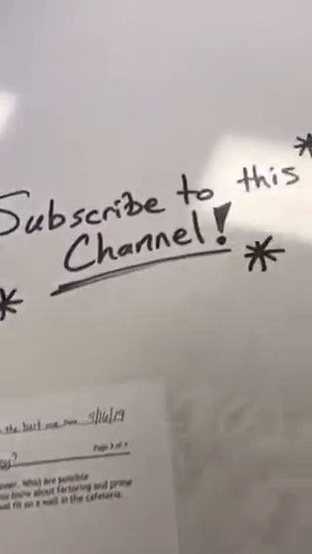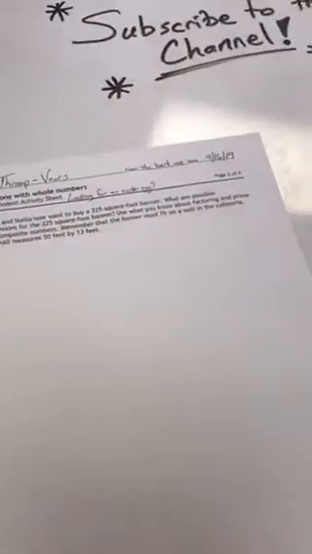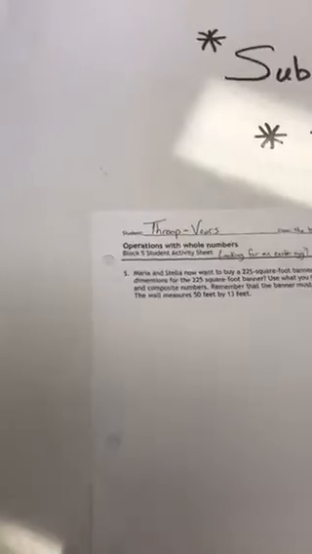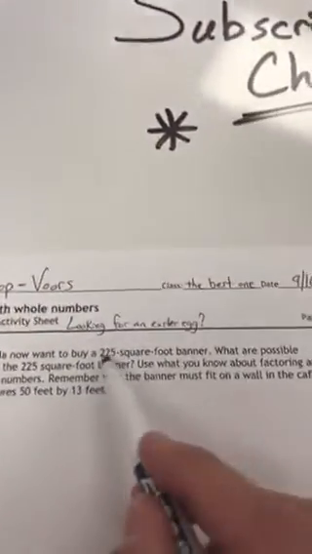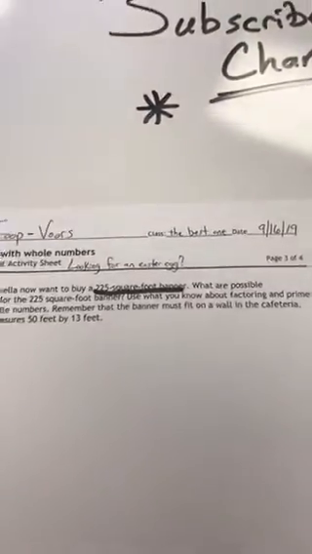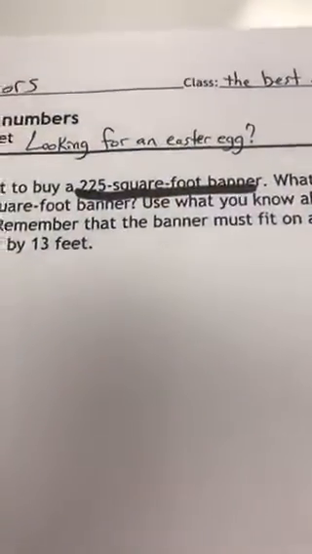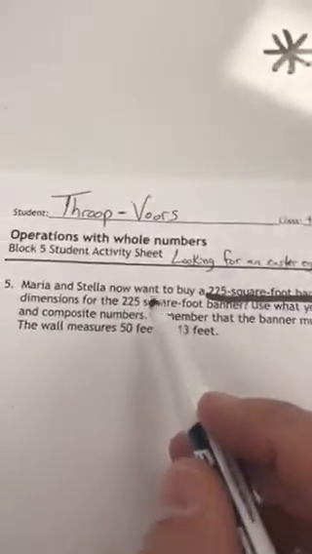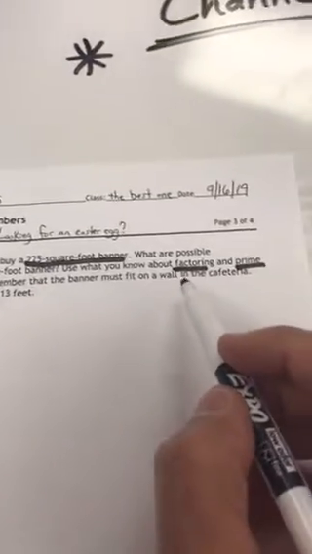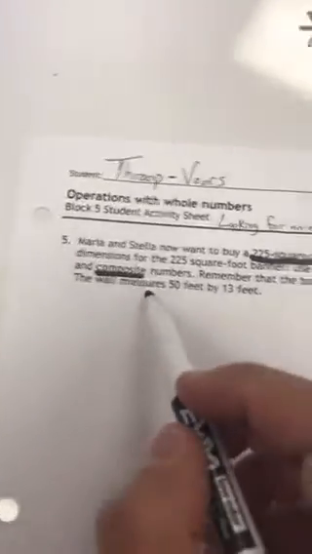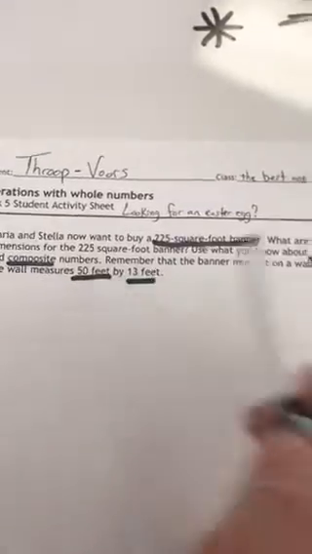And I want to walk you through this homework because this question is pretty involved and I want to help you make a little bit of sense out of it. So it says that Maria and Stella now want to buy a 225 square foot banner. So I'm going to underline that because I know that it's important to my question. What are the possible dimensions for the 225 square foot banner? Use what you know about factoring and prime and composite numbers. Remember, the banner must fit on a wall in the cafeteria. The wall measures 50 feet by 13 feet.